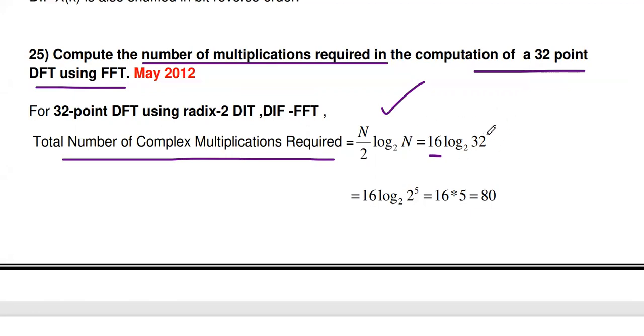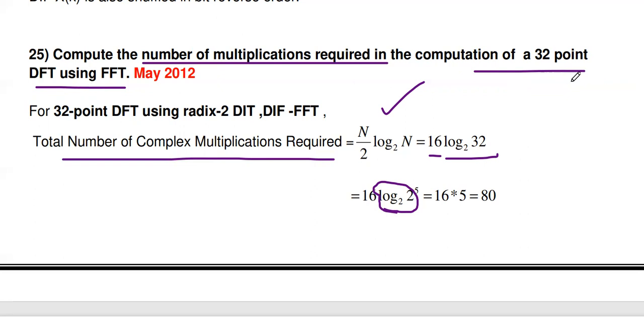So how can you calculate this answer? For log 32, you have to write 32 as a power of 2. Expressing 32 as a power of 2, we get 2 to the power 5. Then this power 5 you bring to the front. So 16 into 5 log 2 base 2. What is log 2 base 2? It is 1. So 16 into 5, the answer is 80. So 80 multiplications are required to compute the 32-point DFT in the FFT algorithm.